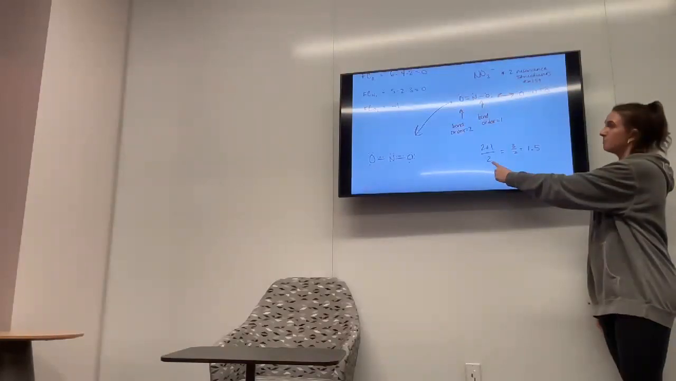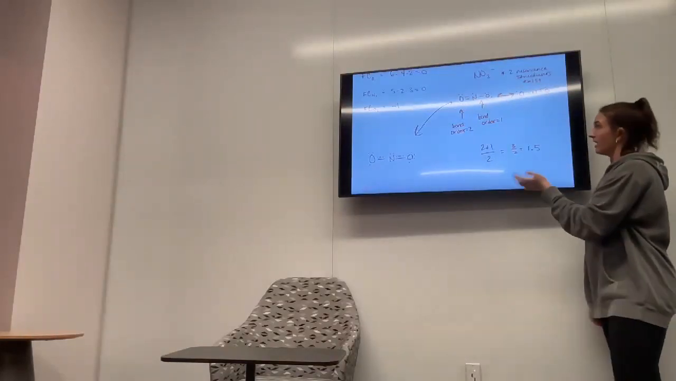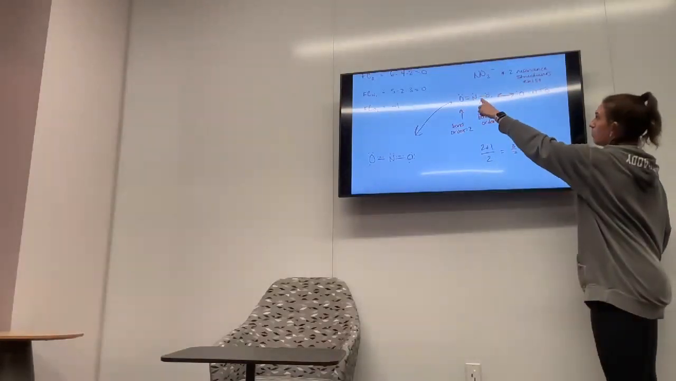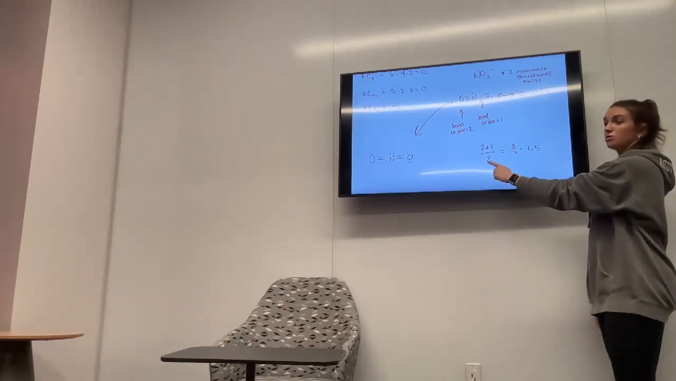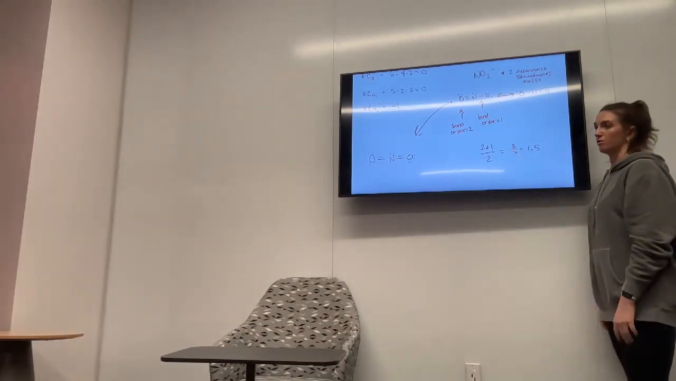Okay, what about the other side of that? So that would be the same thing, right? So this would be a 1 plus a 2 divided by the 2 structures would also give you 1.5.